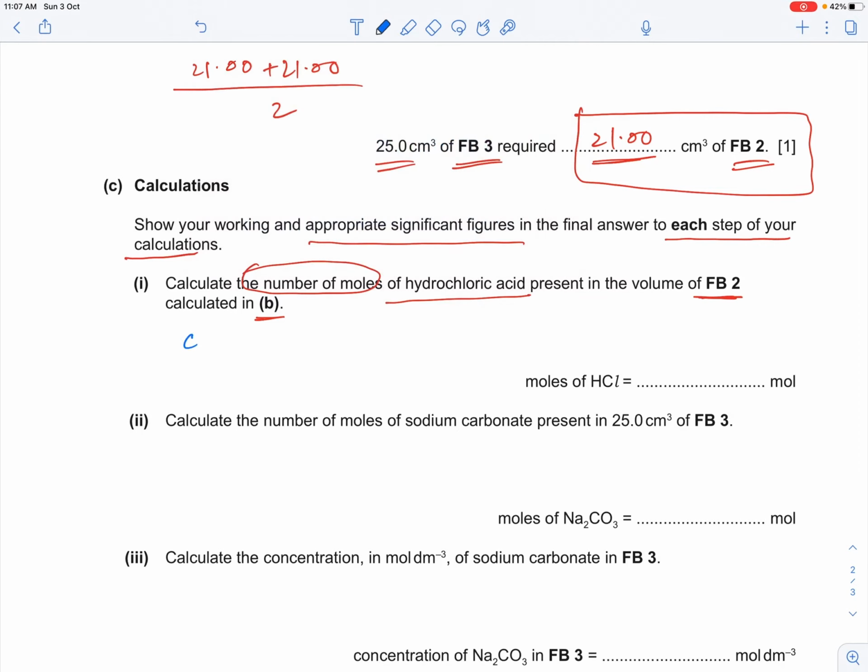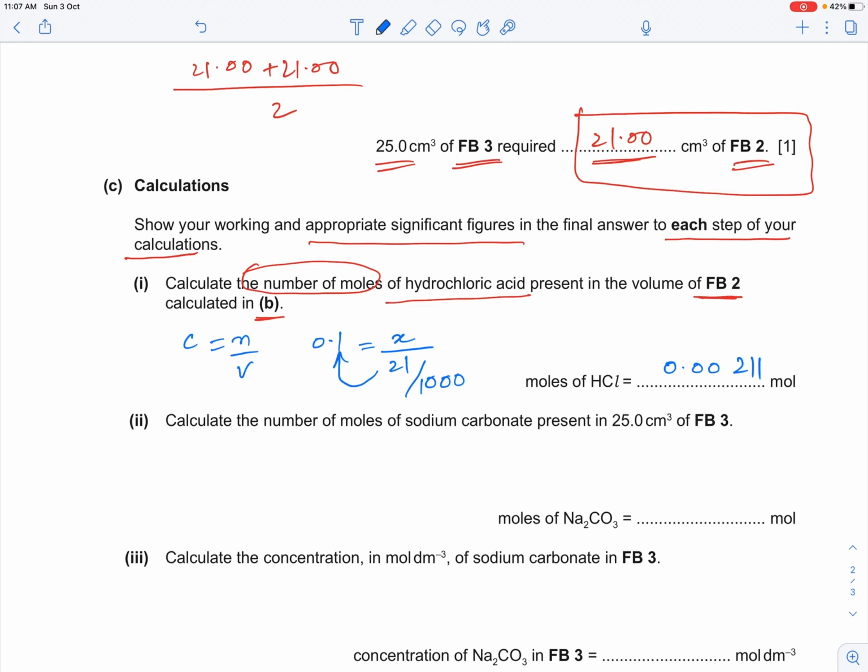So C, concentration, is equal to number of moles upon volume. Concentration is 0.1, number of moles we have to find out, volume is 21 cm cube. We will convert it into dm cube by dividing by 1000, and if we multiply this concentration with volume, the answer which we would get is 0.00211. All right, so this is moles of HCl in 21 cm cube of FB2.